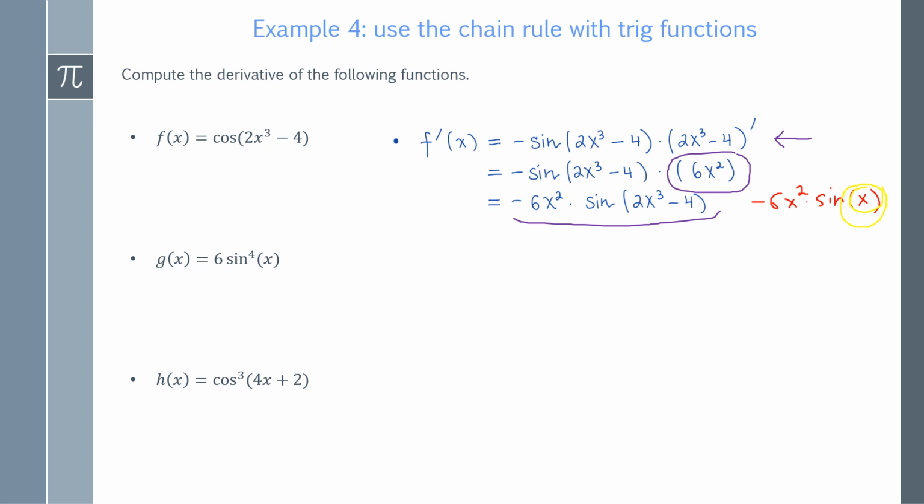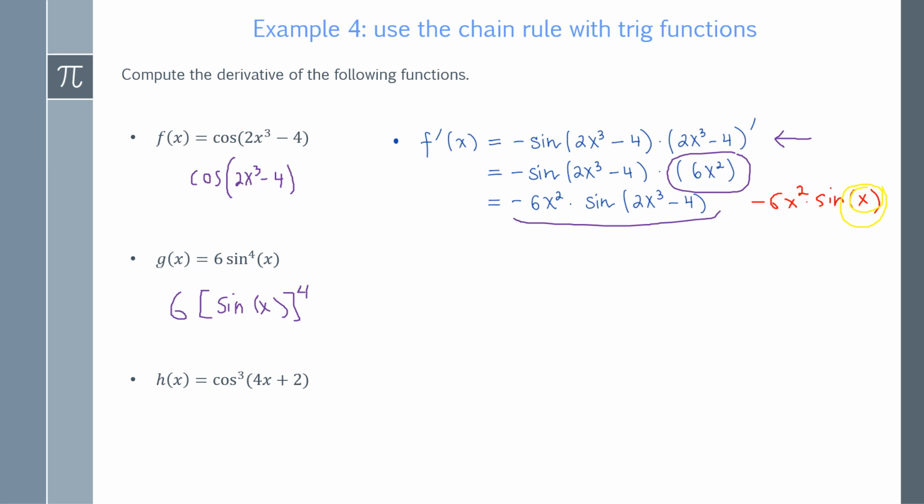Okay, so for the first example, what did we have? We had function cosine, that was the outer function. Okay, and the inner function was the cubic polynomial. Okay, so that's what we had here. Now for the second function, we have 6 sine to the 4th of x. So for this function, I'm going to go ahead and write it like this. This is 6 times sine of x raised to the 4th power. Okay, so now the argument of the function is just x, but sine is raised to the 4th power.